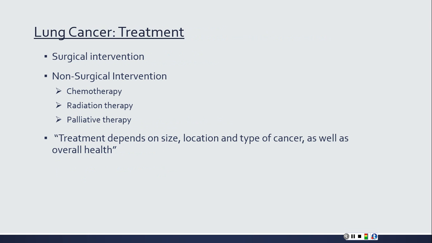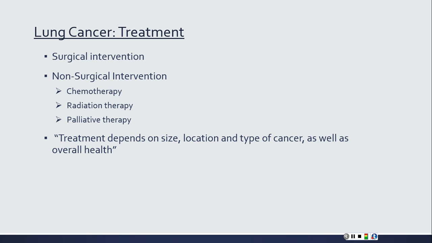All right, some of the treatments. Well, the treatment's going to depend on the size, location, type of cancer, as well as the overall health of the patient. There are different options that, depending on the age of a patient or the overall health and well-being, the patient may not be up to receiving those treatments. But that's going to be considered when we're looking at the non-surgical interventions and surgical.